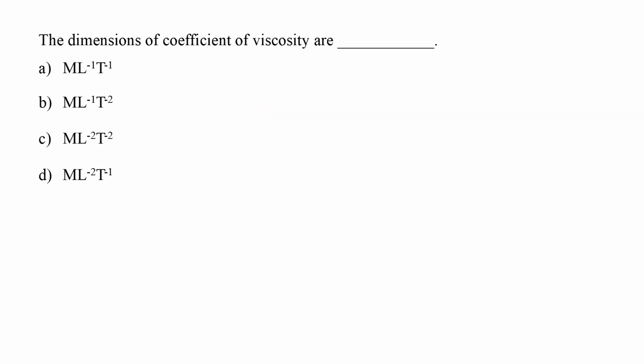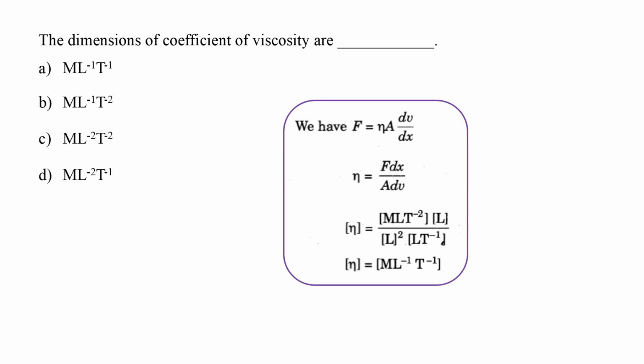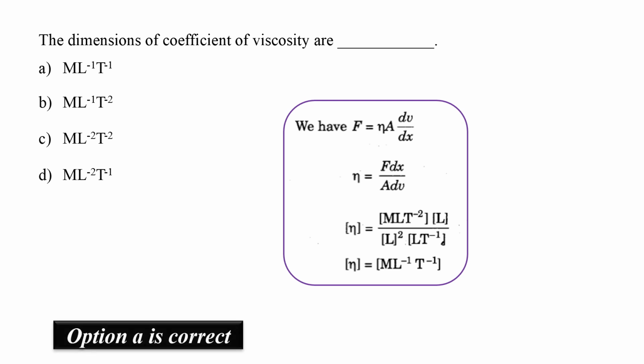Now, the dimensions of coefficient of viscosity are, we know that the viscous force is equal to eta into A, that is area, into dV/dx, that is the velocity gradient. I hope you remember dimensional analysis. Eta is equal to F by A into dx by dV, from which we can find that the dimensions of viscosity are ML⁻¹T⁻¹. That is the option A.